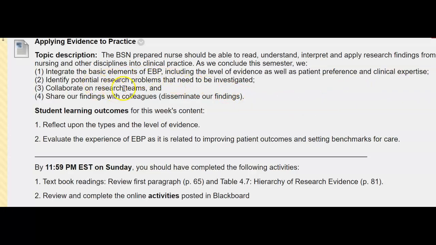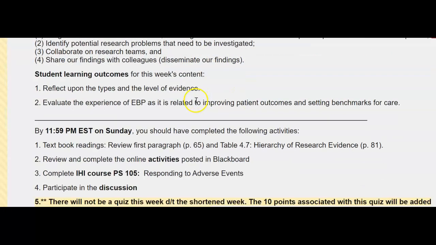And so we've talked about being on research teams and identifying potential research problems, and most recently sharing our findings, disseminating our findings through our research posters. So by the end of this week, you're going to be able to do what we just did, to reflect on the level of evidence and evaluate the experience of evidence-based practice as it relates to what we are doing evidence-based practice for: improving patient outcomes and setting benchmarks for care.